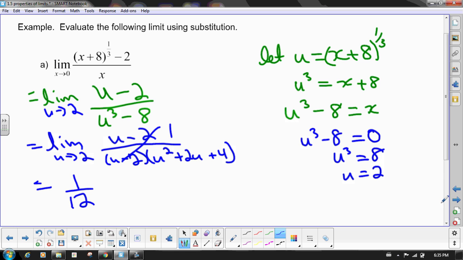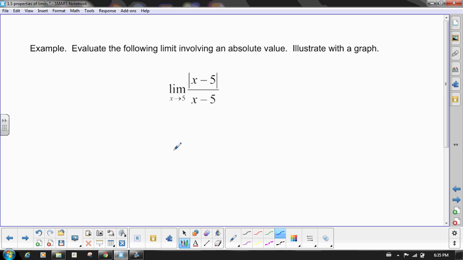All right, our last example for limits in the indeterminate form has to do with an absolute value. So right now we want to figure out what this limit is, and then we're going to illustrate with a graph. The key to this question is recognizing if we remove the absolute value sign, we get plus or minus, because the absolute value has a positive value and a negative value.